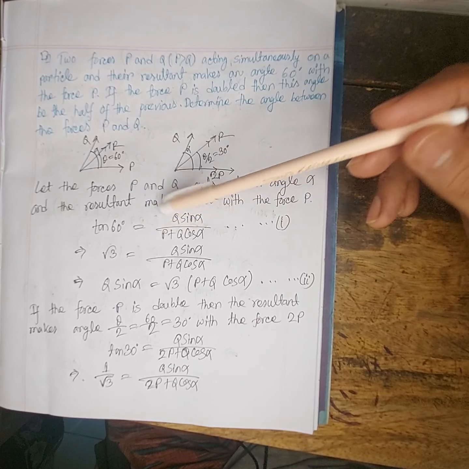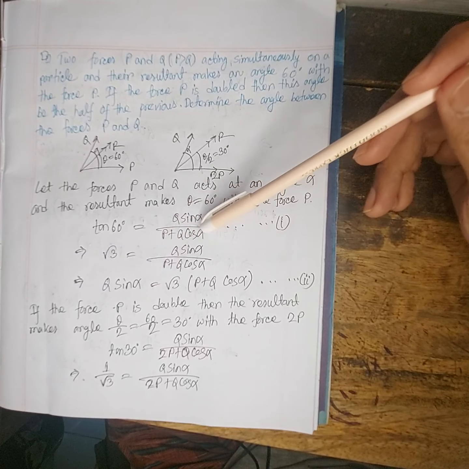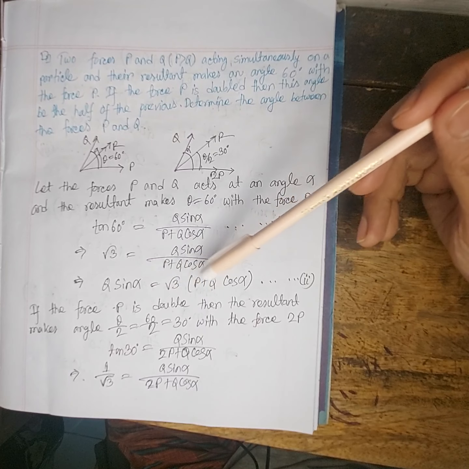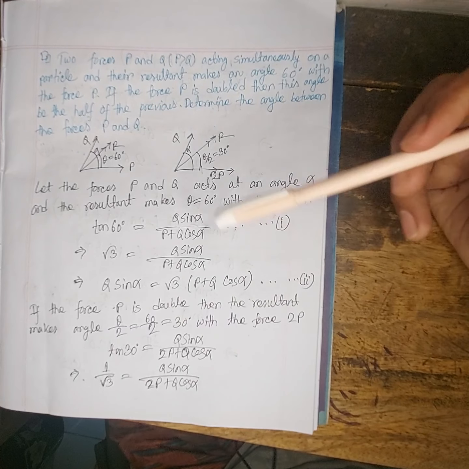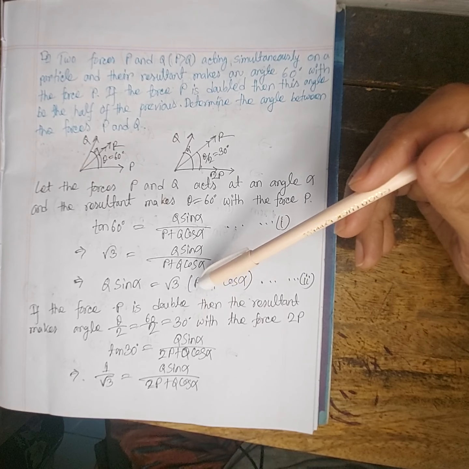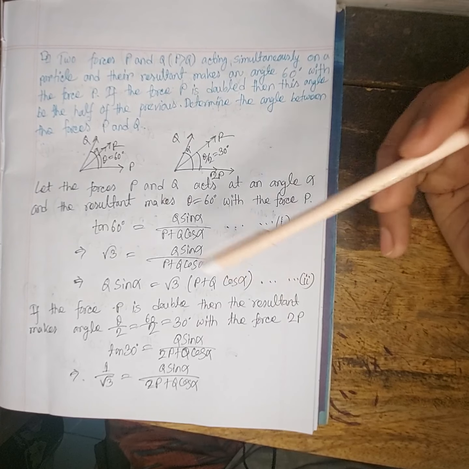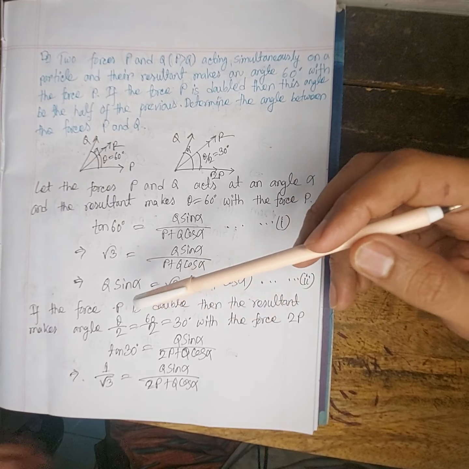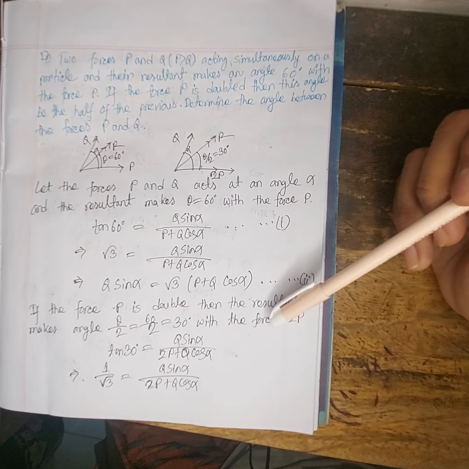So tan 60 degree is equal to q sin alpha divided by p plus q cos alpha. So root 3 is equal to q sin alpha divided by p plus q cos alpha. So we get q sin alpha is equal to root 3 times p plus q cos alpha. If the force P is doubled, then the resultant makes an angle with the force 2p.